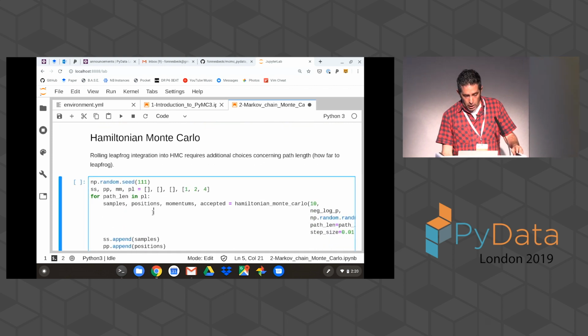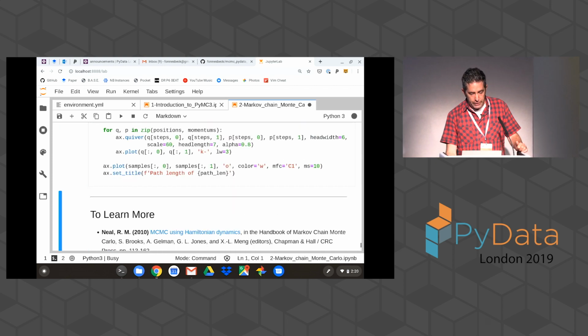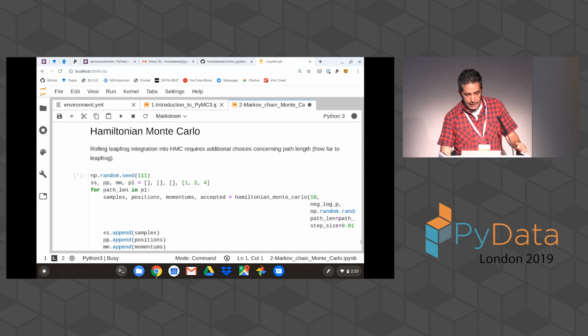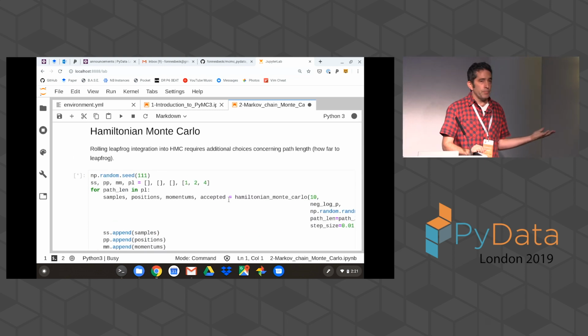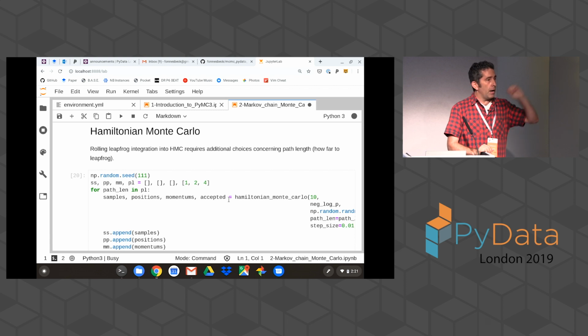With Hamiltonian Monte Carlo, we use that leapfrog integration, but we have to do something slightly, a little bit more. What we have to do is decide when to stop, right? You can't just keep skateboarding around forever. We've got to do some sampling. And you don't want those paths to be either too small or too big. So there's a choice there with how long you wait before you take a sample.